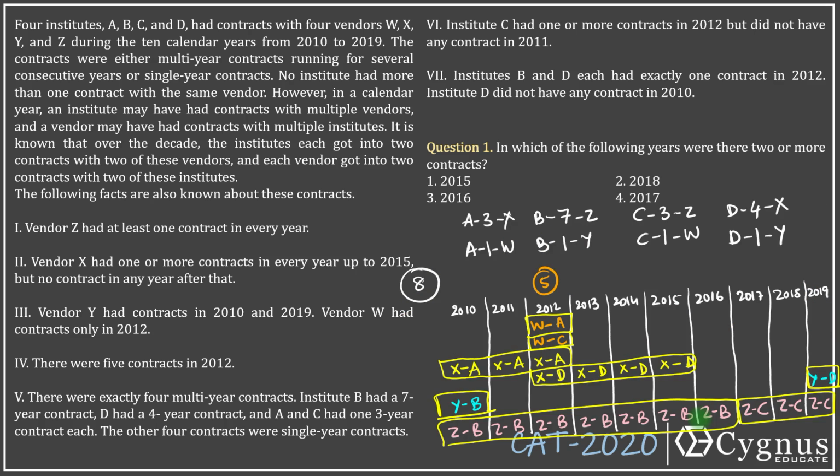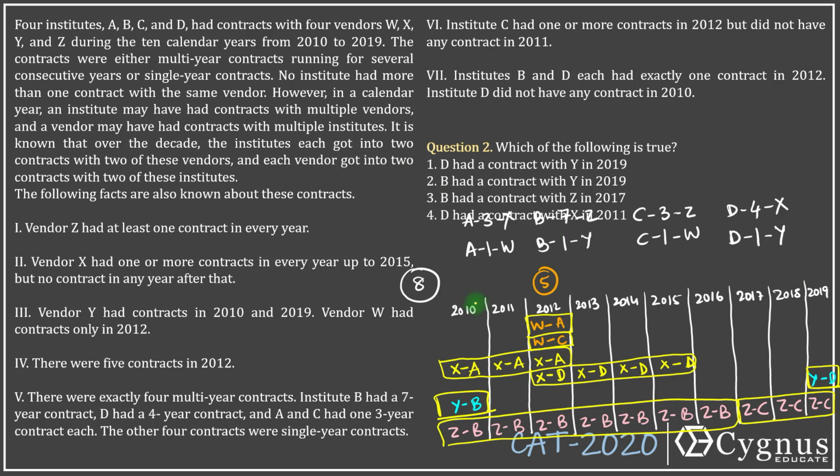In which of the following years were there 2 or more contracts? Well, the number of contracts I have not noted down yet. Let me just quickly jot down. 2010 to 2015 and 2019. So among the answer options, the correct answer should be 2015.